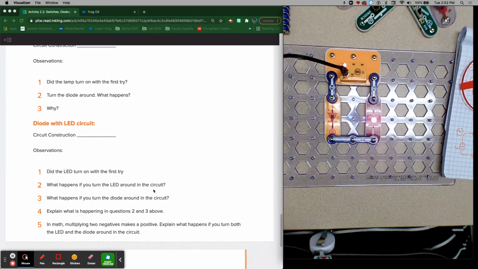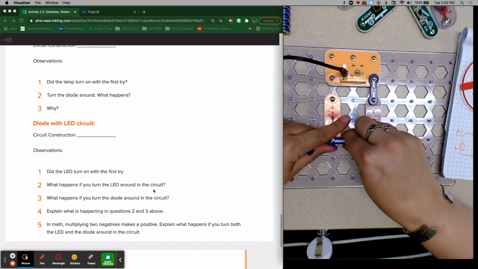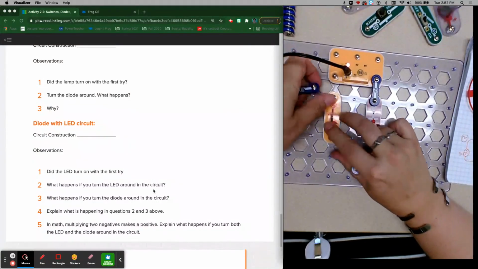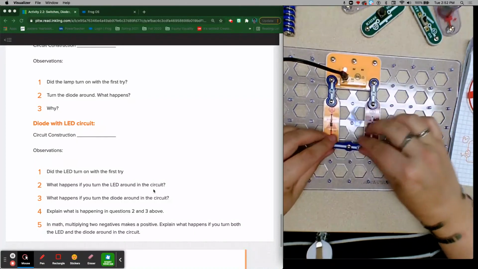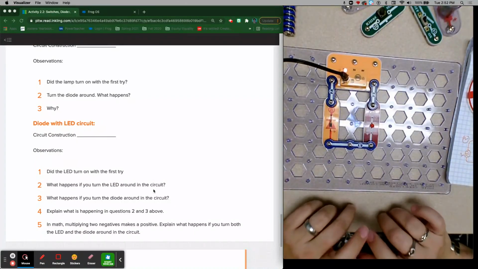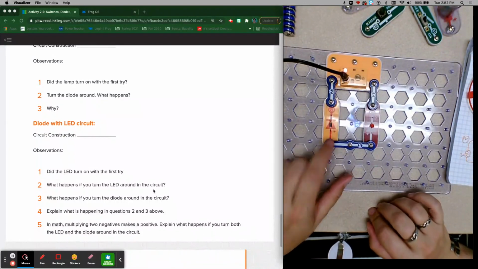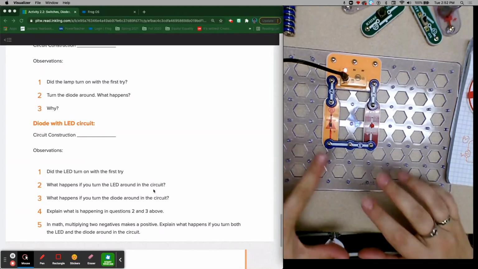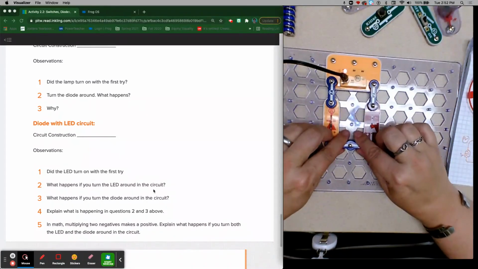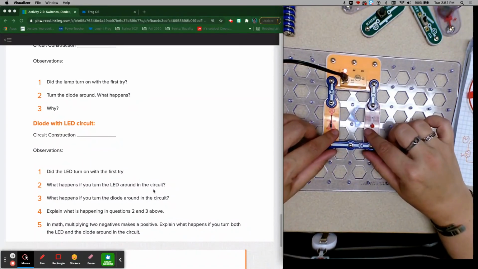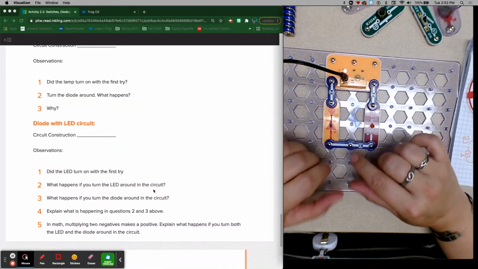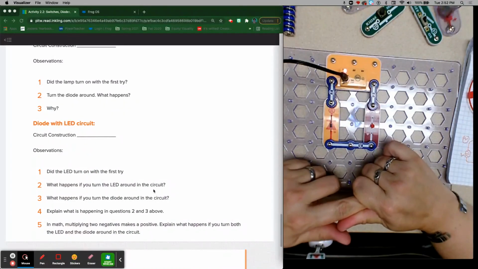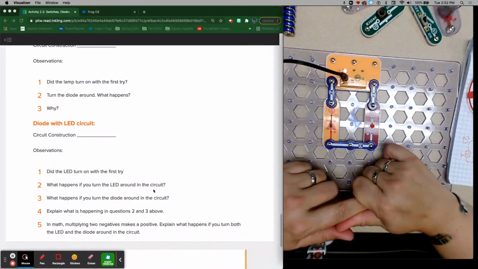So I've turned the LED around. Now, when I turned it on, then I turned the diode around and it went back off. Why? What is happening? Think about what we're talking about here. In math, multiplying two negatives makes a positive. Explain what happens if you turn both the LED and the diode around in the circuit.